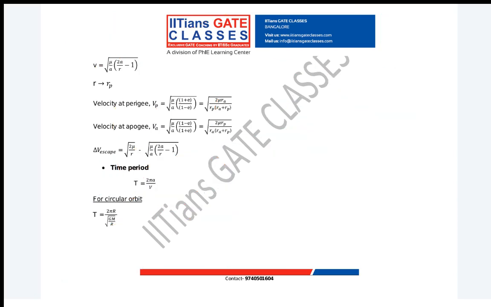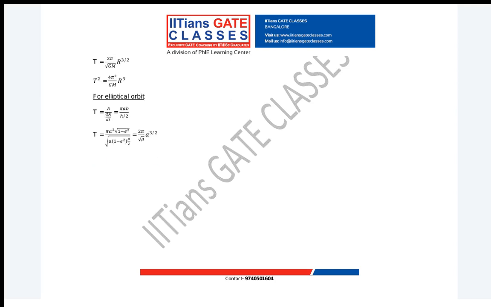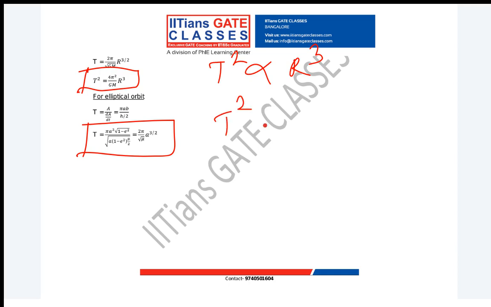So try to understand this change in velocity concept based on where your object already is. Now, time period. The time period for an elliptical orbit is given by this formula, 2 pi root of a cube by mu. And for a circular orbit, it is given by this. You can remember these as the time period formulas. So in both cases, T squared is proportional to r cubed, and in the second case, T squared is proportional to a cubed.